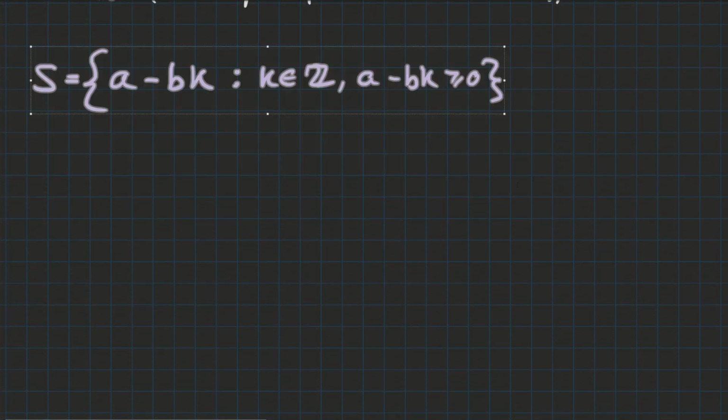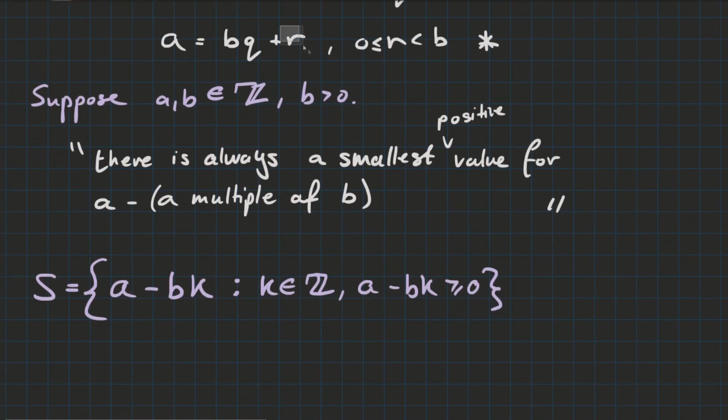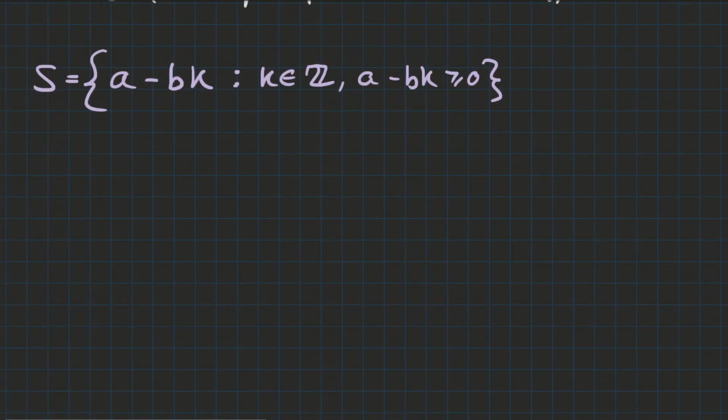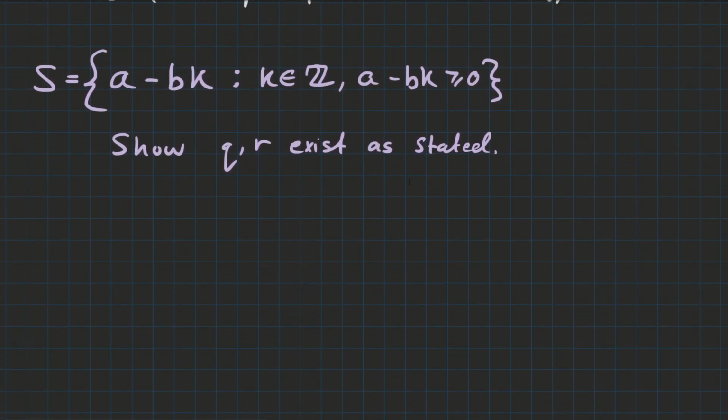From evaluating this set, we will show that there are unique integers Q and R that satisfy this, and R has the property that it's between 0 and B. So that's what we're going to do now. We're going to show Q and R exist as stated, meaning they are integers and R is within the bounds we said. We're just going to start with existence, and then show uniqueness after. That's a separate step.